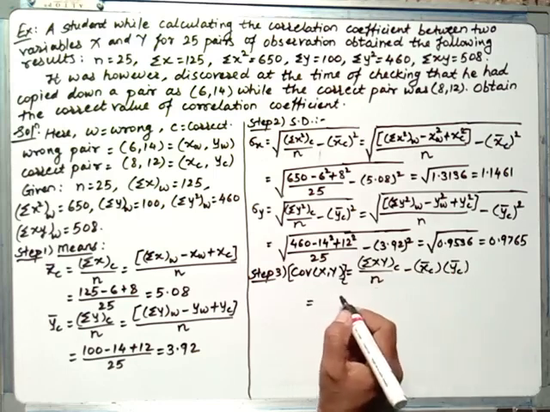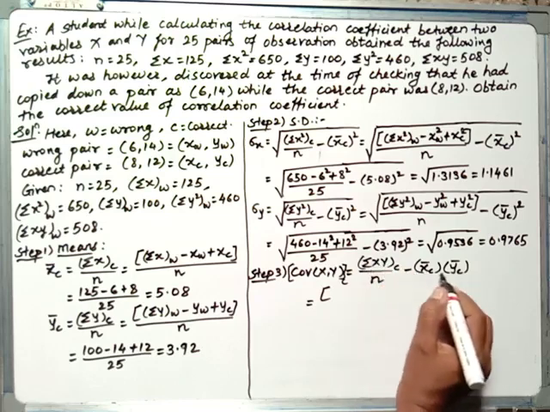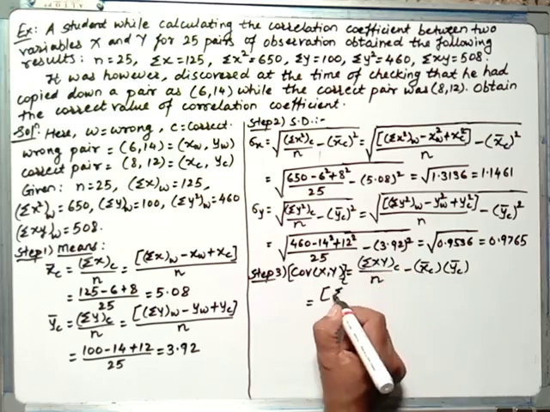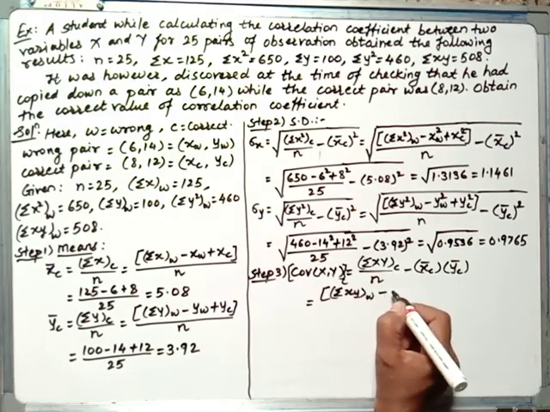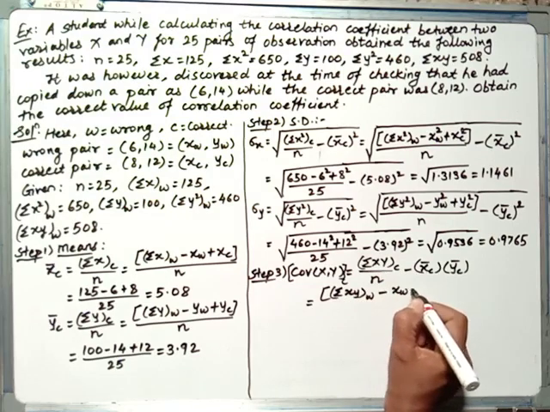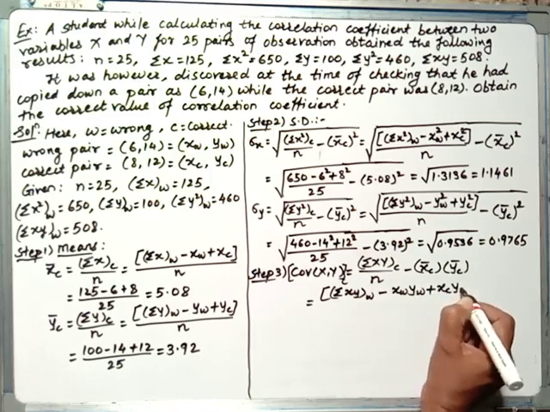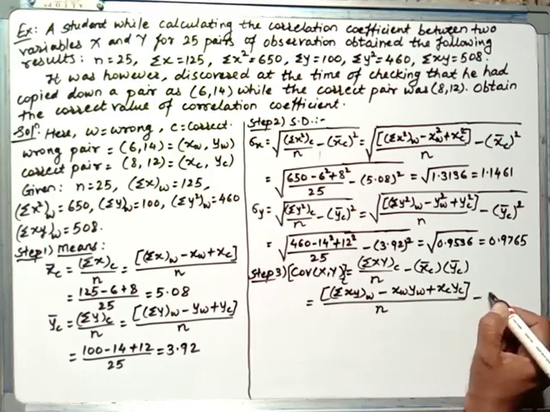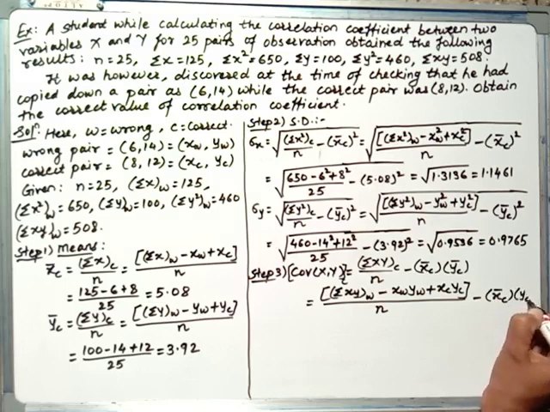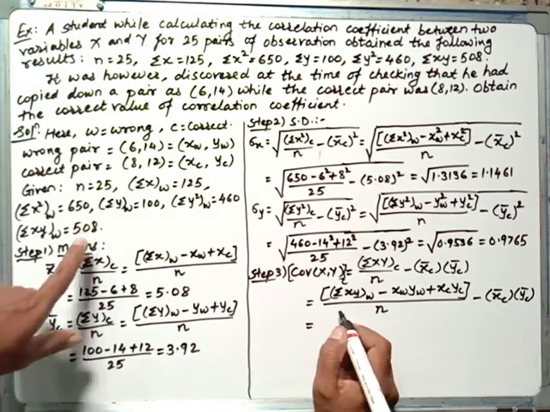So this sum is incorrect only, and we now have the one with correct values. So summation xy, which one? Wrong, minus xw yw plus xc yc, this one we can do, upon n minus xc bar into yc bar. So this is how much? 508.